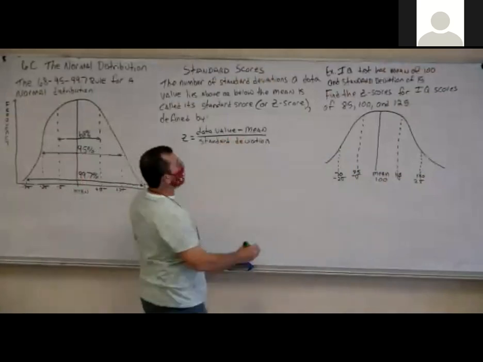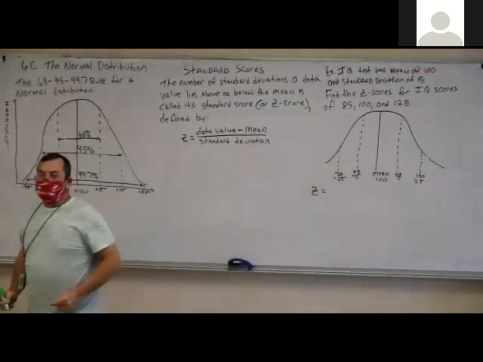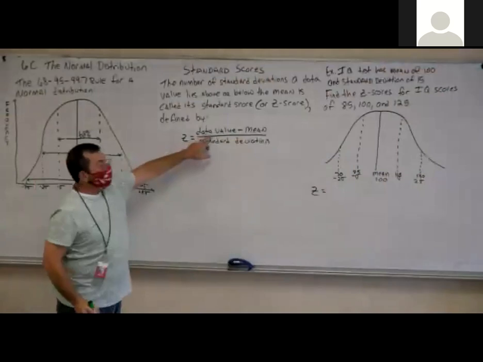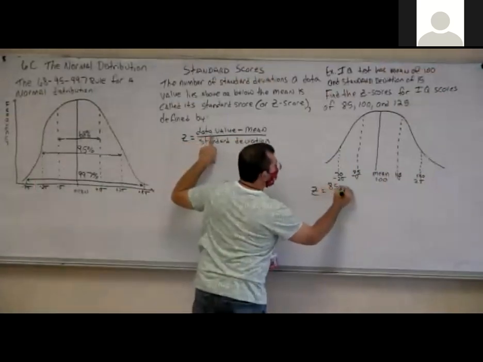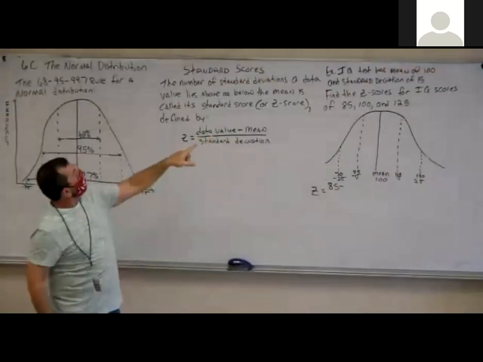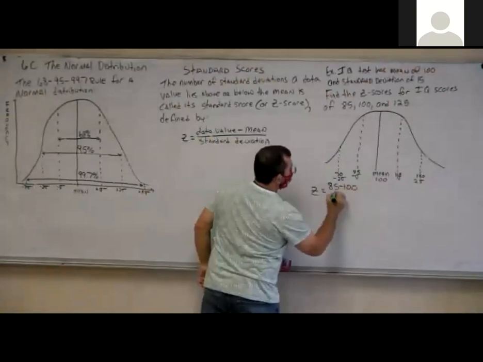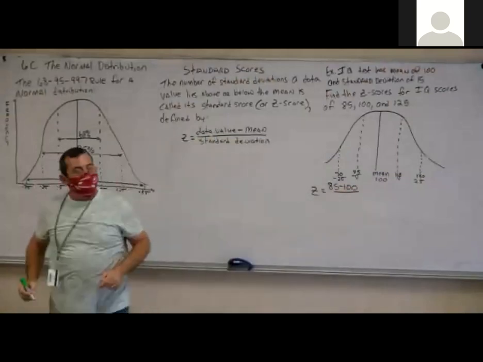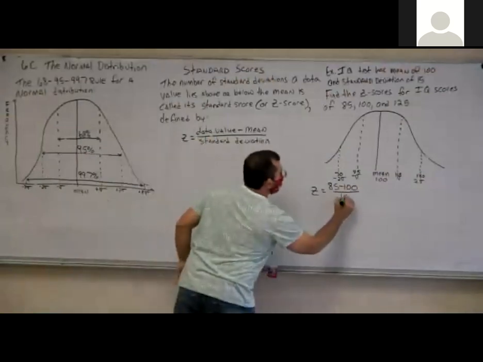So let's start with 85. The z-score for 85 would be that data value, which is 85, minus the mean they gave me, which was 100, and you're going to divide that by the standard deviation they gave me, which was 15.